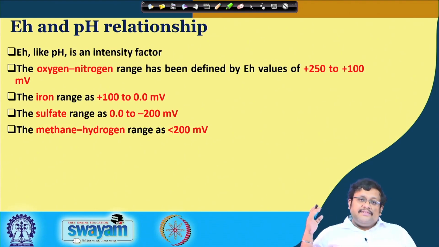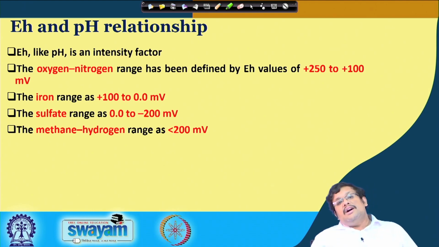For example, in case of oxygen and nitrogen, this range has been defined by EH values of plus 250 millivolt to plus 100 millivolt. However, in case of iron, this range of EH changes from plus 100 to 0 millivolt. In case of sulphate, it varies from 0 to minus 200 millivolt. In case of methane, it ranges as less than minus 200 millivolt.